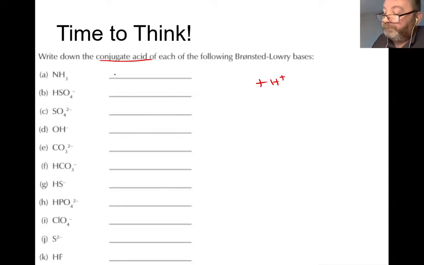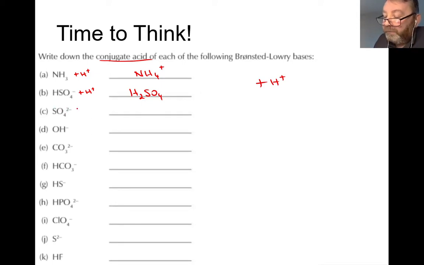So let's do the first one. NH3, when you add on an H+, will become NH4+. Okay, so you just bring the number of hydrogens up by 1, and then you add on the positive charge as well. Next one, SO4 2 minus plus H+, so it's accepting a proton, brings the number of hydrogens up to 2. Now, what does a plus do to a minus? Cancels.